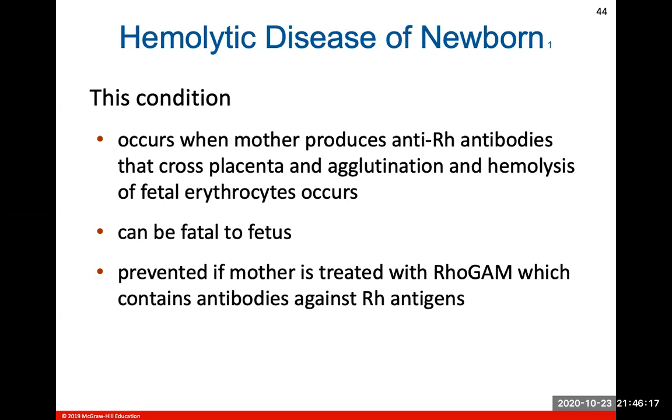So this will cause what we call hemolytic disease of the newborn, which occurs when the mother produces antibodies against that positive antigen. It will cross the placenta and agglutination will occur. So the blood cells of the fetus will clump together, but they will also split apart. So fetal erythrocytes will split apart. This can be fatal to the fetus. It will be prevented if a mother is treated with what we call RhoGAM, which contains antibodies against the Rh antigens itself. So it can be treated.